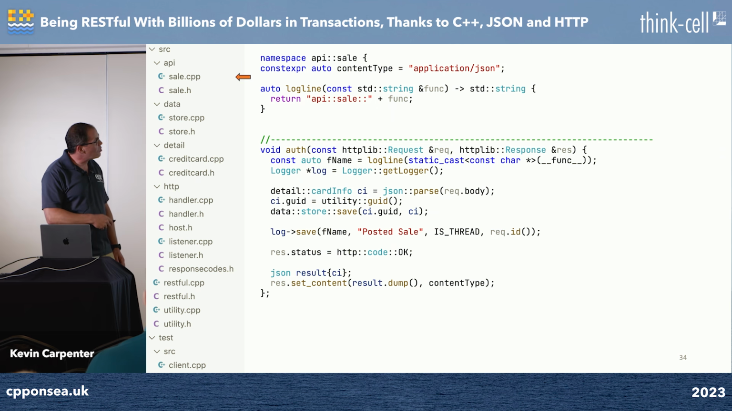Okay, so we're going to start looking at how we're actually processing the RESTful part of the API. So we're looking at the sale.cpp. I set a content type because it's something that ends up getting passed back. The log line is similar to what I was saying. We set up our logging so that you get some good messaging as you're saving things out. And so we're looking at the auth request first, and you'll note that the auth request was the /sale.